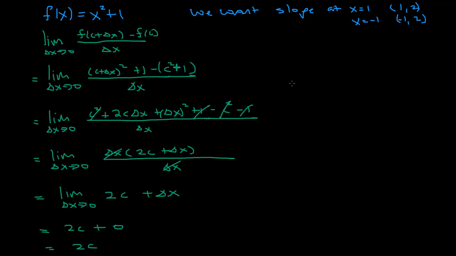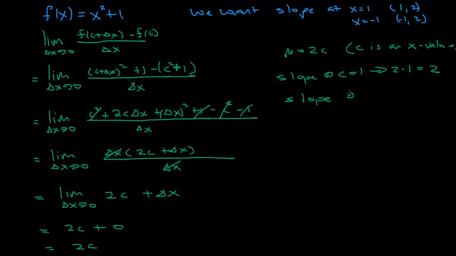Okay, so our slope of this function is given by 2c, where c is whatever value we want it to be. So if we want, say, the slope at this point, let c equal 1. So m equals 2c, where c again is an x value. So the slope at c equals 1 is 2 times 1 equals 2. The slope at c equals negative 1 is 2 times negative 1 equals negative 2.